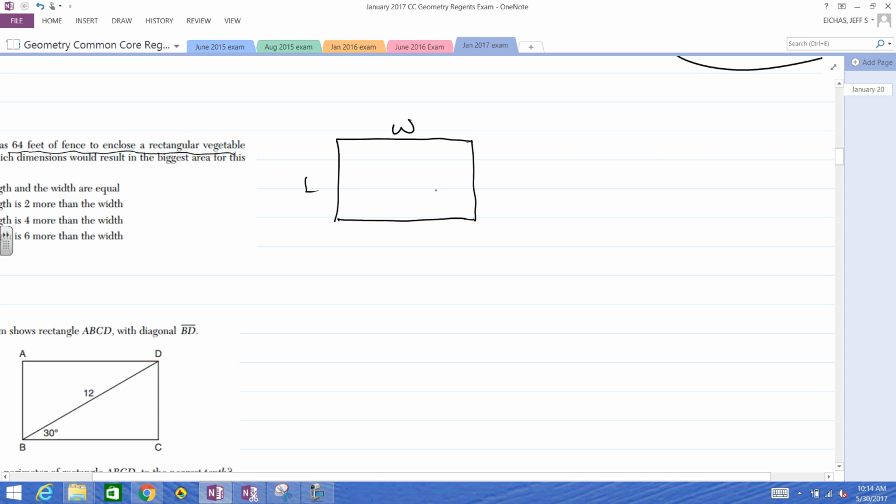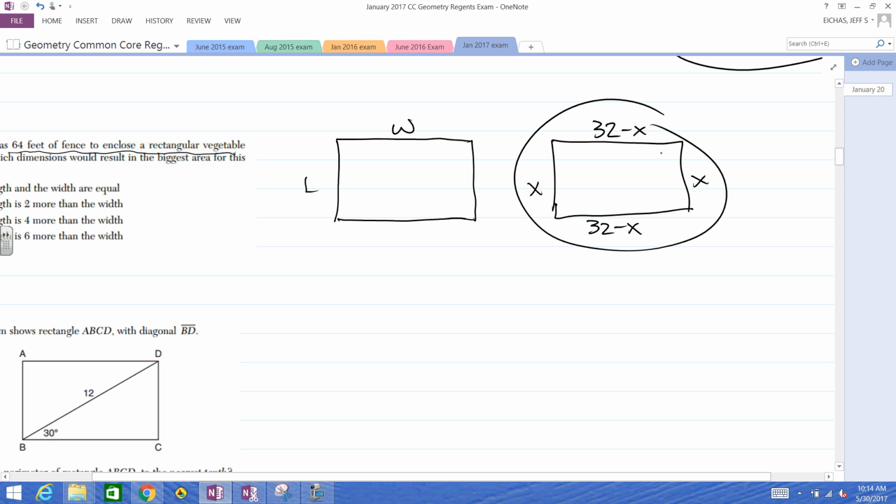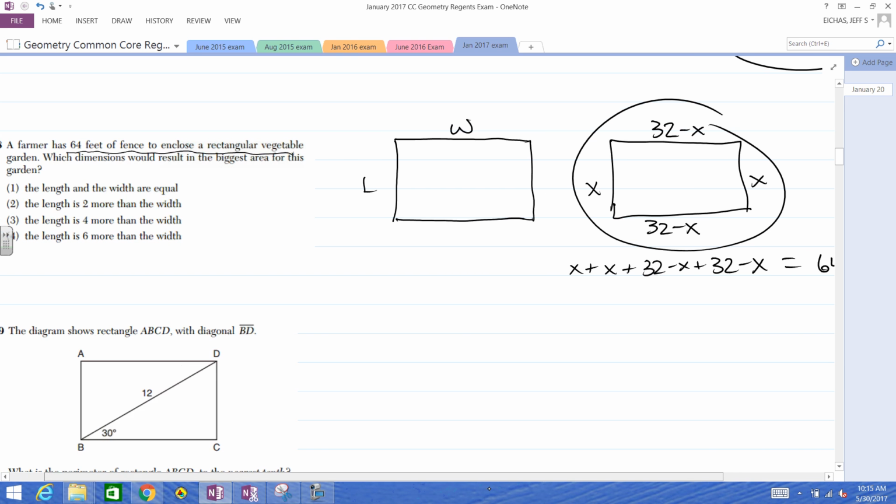So actually, you know what? Let's just call this, let's try it again. Let's call the length x. Then that would make this x. And this would have to be 32 minus x, right? Yeah, because if you add all these up right now, that perimeter, x plus 32 minus x plus x plus 32 minus x, that's all 64. So algebraically, that's how you'd have to do it if you're going to do this algebraically.